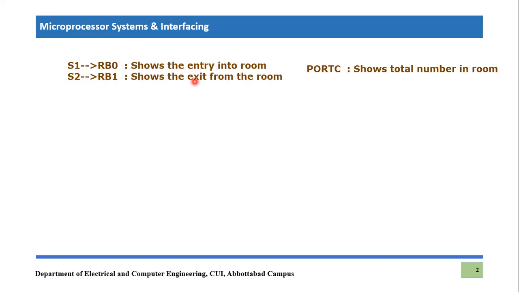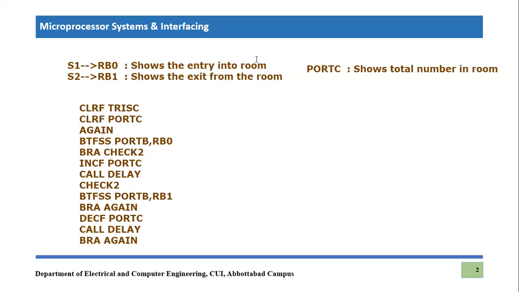So there will be a number of persons present in the room, or maybe the room is empty. The total number of persons present in the room is shown on port C. So port C will be our output port, and it will display the number of people present in the room. Right, this is the scenario. Let's write the code for this scenario.